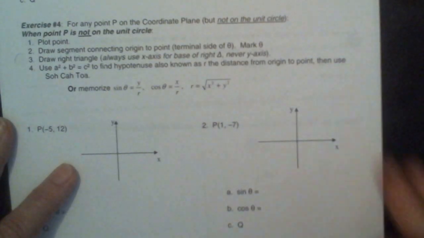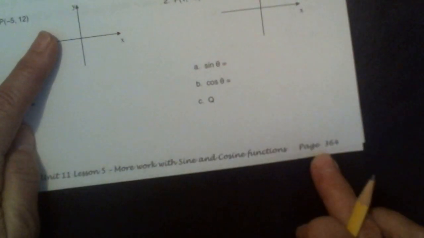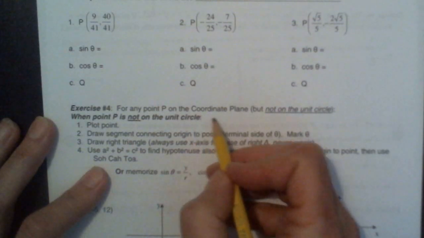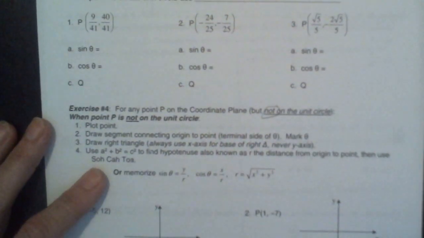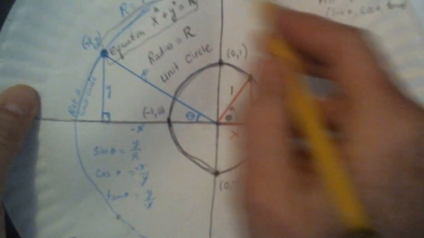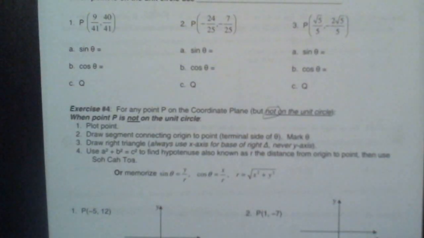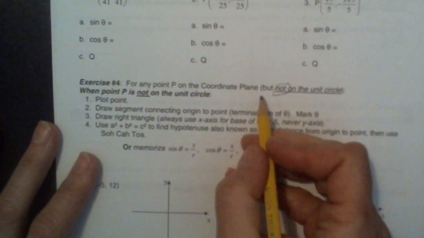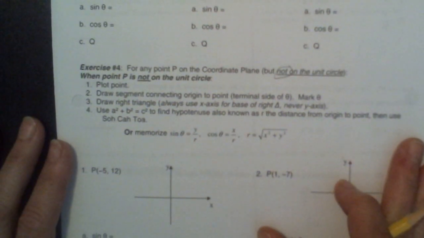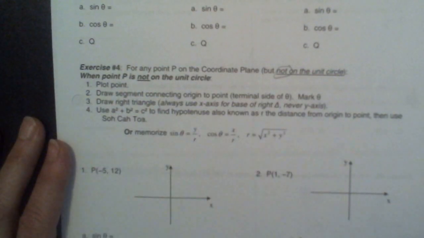exercise number 4. So what we have in exercise 4 on page 364 is we're going to talk about a point P in the coordinate plane, but not on the unit circle. Well, that's what we just made with our paper plate, this blue is not a unit circle because the radius is not equal to 1. So if you have a point P that's not on the unit circle, and you're asked to find sine and cosine of the angle that it creates, you have this little 4-step method.